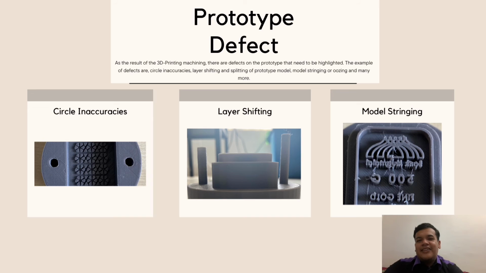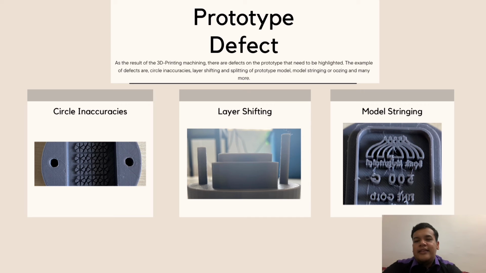Next, as a result of the 3D printing, there are defects on the prototype that need to be highlighted. The first one is circle inaccuracies. The defect occurs when the 3D printer's heated bed and printing nozzle are always moving laterally along the X, Y and Z axes to print the prototype.